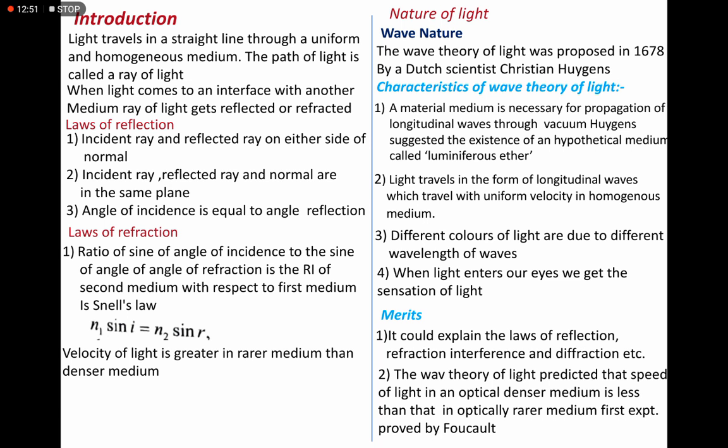Here we have to consider that the speed of light in the rarer medium is greater than the speed of light in the denser medium. Foucault is the scientist, and he proved it with his experimental data.